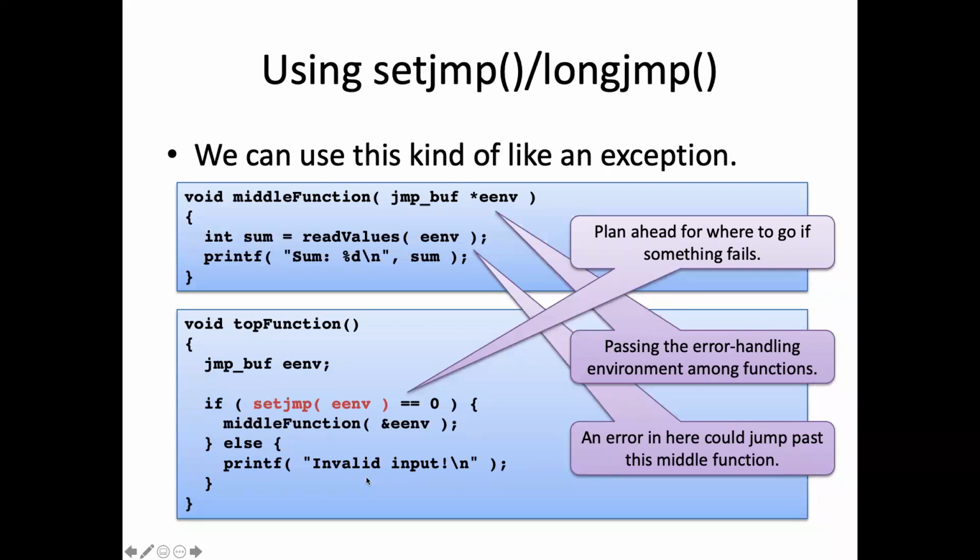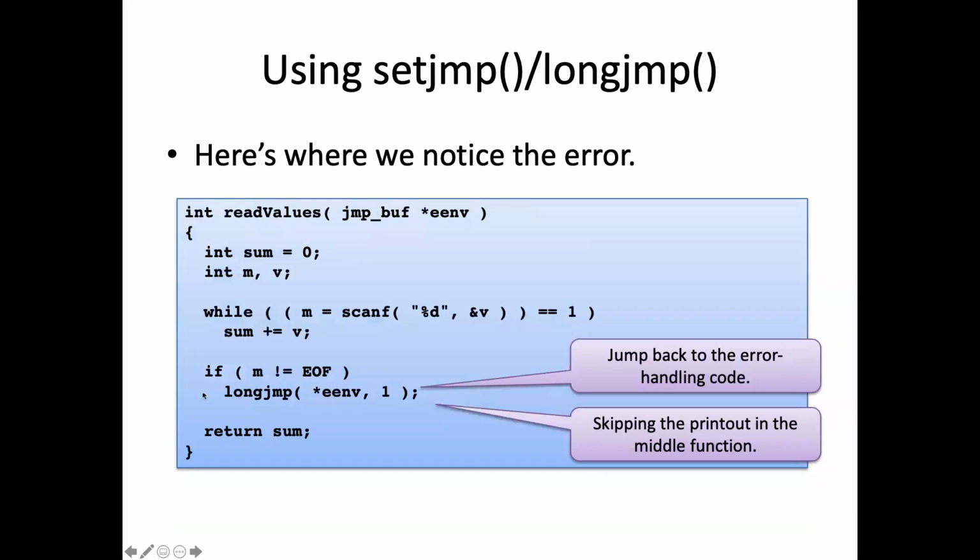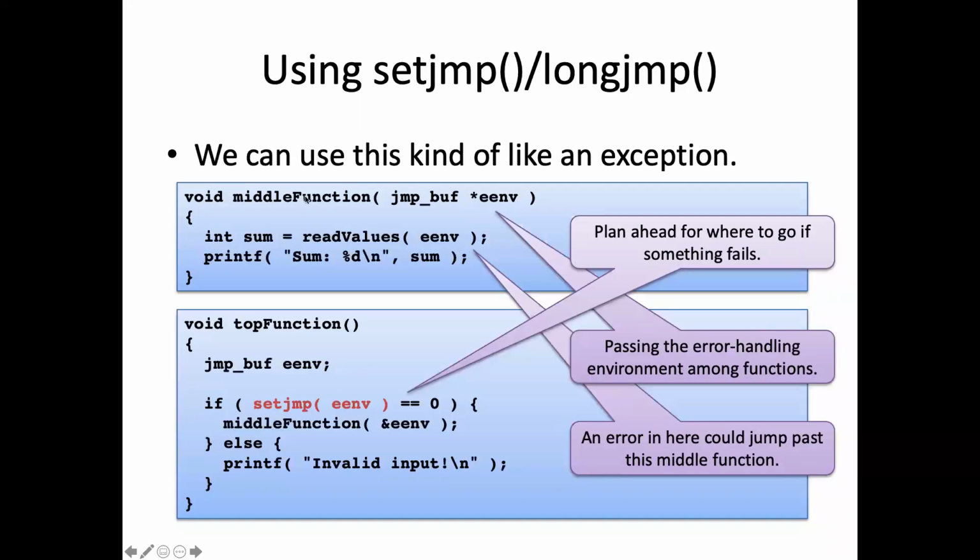A good thing about that is when I longjmp, I skip all the way over this middle function. This function calls this one, and then it calls this one here, read values. But if there's bad input, this longjmp bails out of read values. It bails out of this middle function, which means it doesn't print this sum message, which is probably good if the input was garbage. So we don't finish running this function, and we jump all the way back to the top function and then just print out an error message.